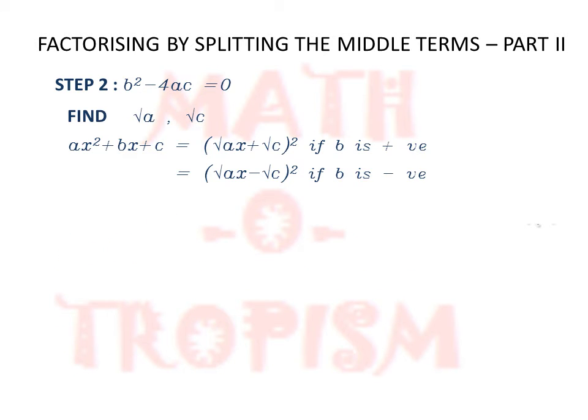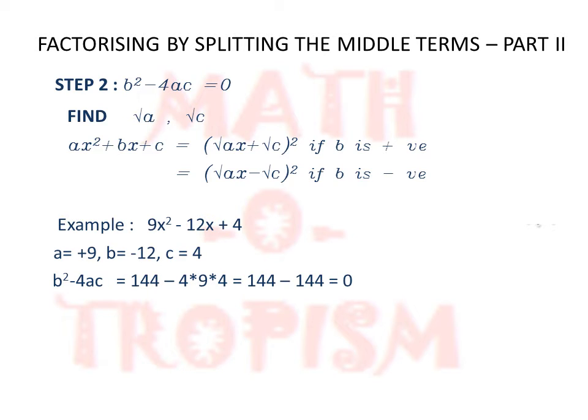Next we go to the next example. 9x square minus 12x plus 4. A is 9, b is minus 12, c is 4. So b square minus 4ac is 12 square minus 4 into 9 into 4. So that is again 144 minus 144, which is equal to 0. Now a is 9, so root of a will be 3. C is 4, so root of 4 will be 2.